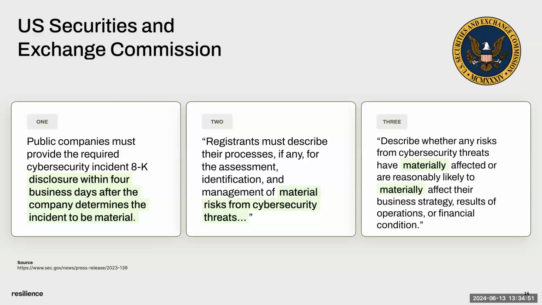And as I often tell our customers, the best way to avoid an 8-K filing is to reduce the probability of needing to. And we're going to discuss a little bit about how to actually address that.